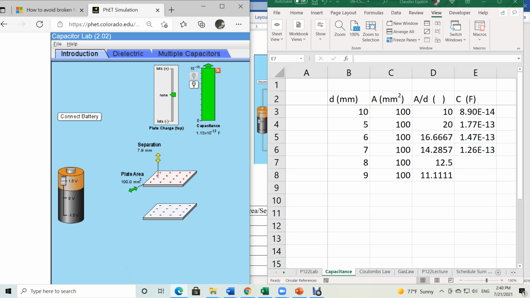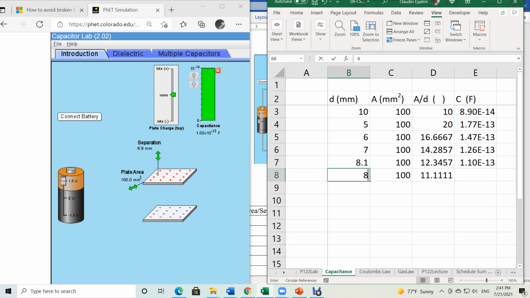Next, 8. Whoa, it doesn't look like I can get 8. It's okay, if you cannot get 8, I'm going to put 8.1 here, 1.1 times 10 to minus 13. Oh gosh. Nine. 8.9. I'm not going to struggle with that. 8.9: 1 times 10 to minus 13. Oh, interesting. You have to put a number in there.